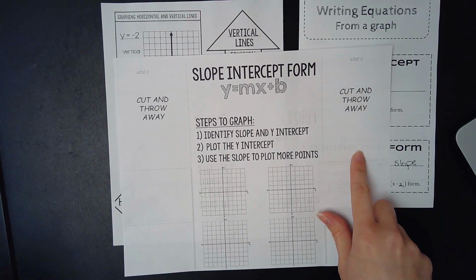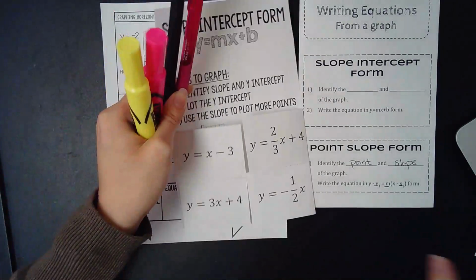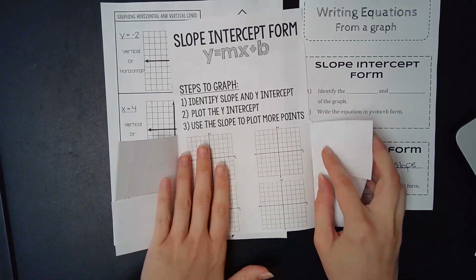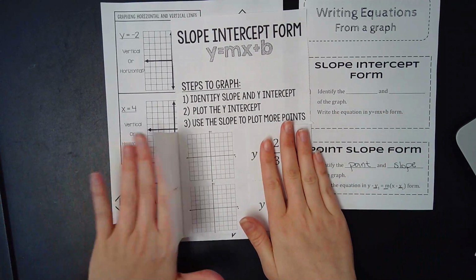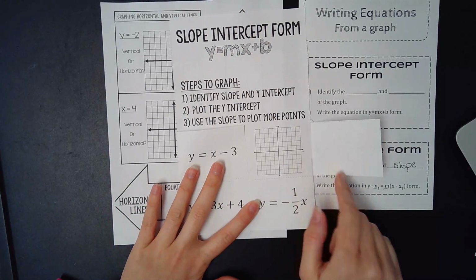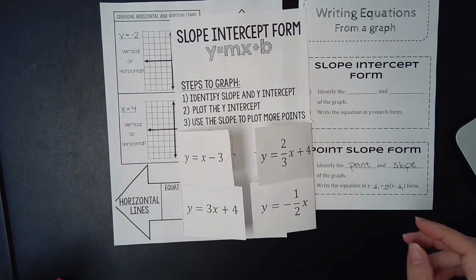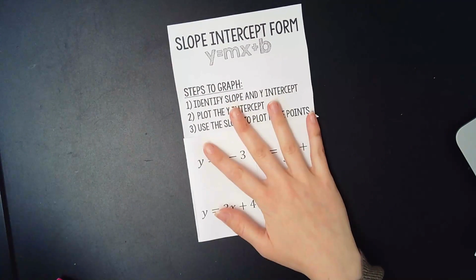For this one, you're going to cut out these rectangles on the side. And then, once you have those cut out, your page should look like this. You'll just fold the 2 sides in at the bottom and cut it open so that there are little doors on here. So we're going to start with the slope-intercept form notes.